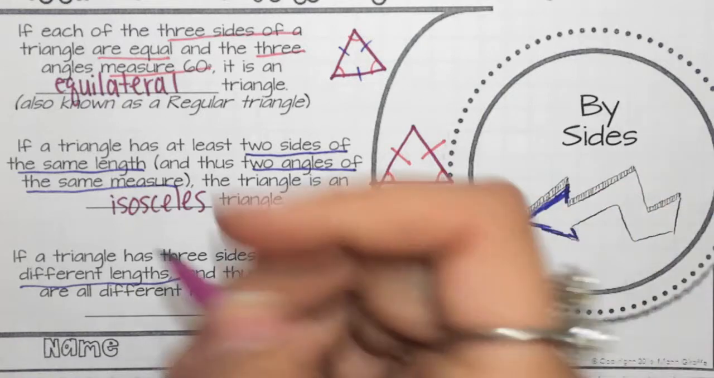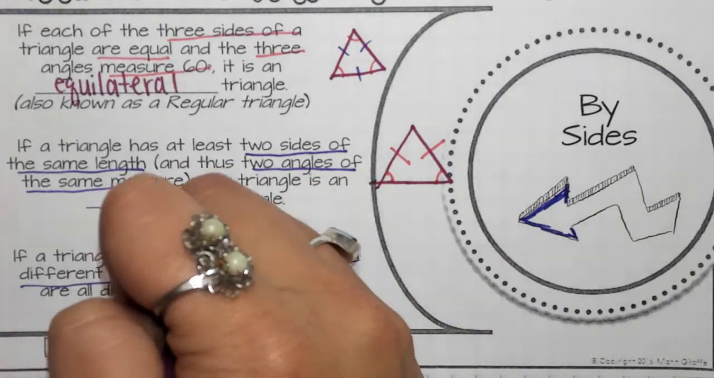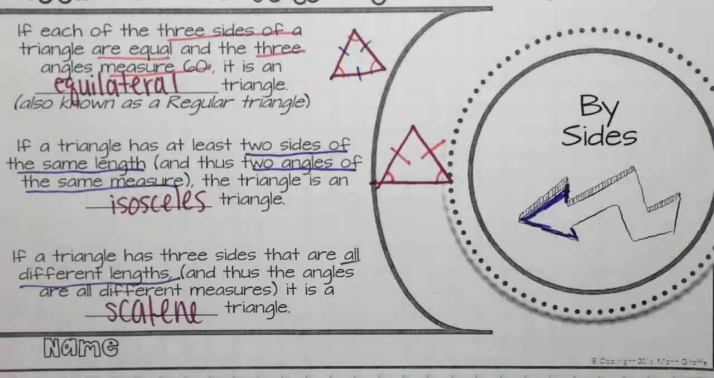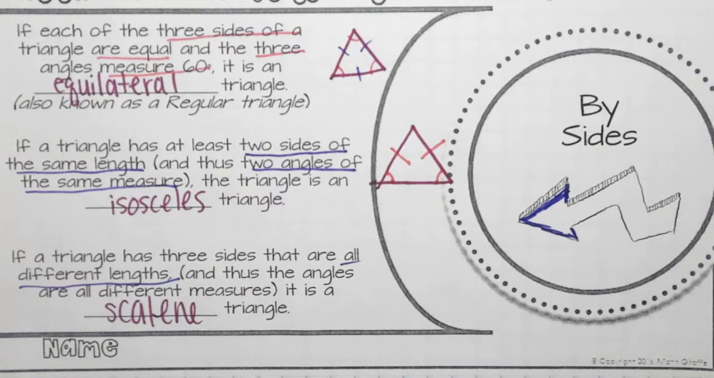If a triangle has three sides that are all different lengths, and the angles are all different measures, it is a scalene triangle.